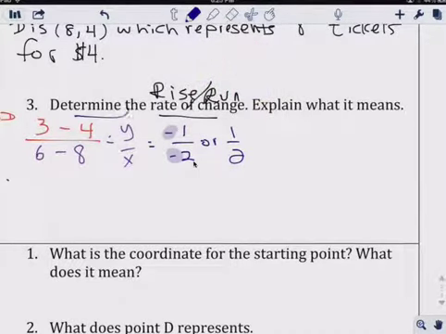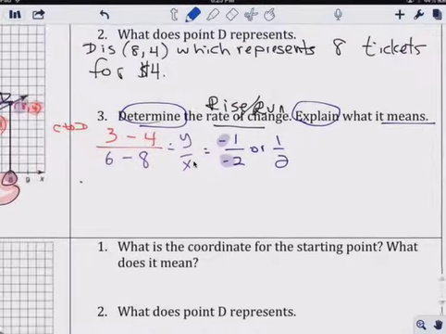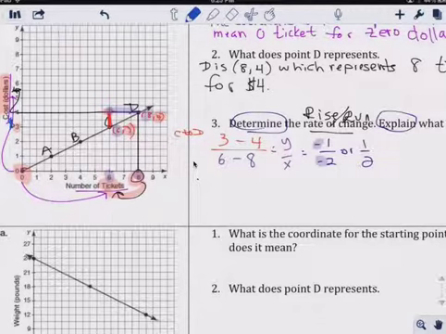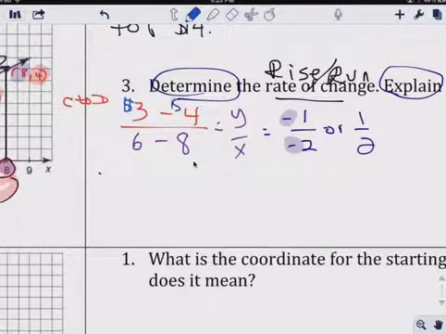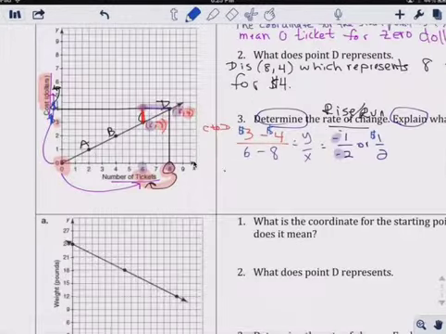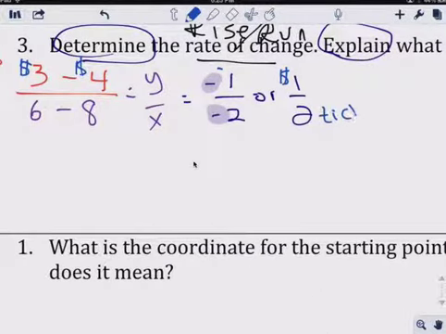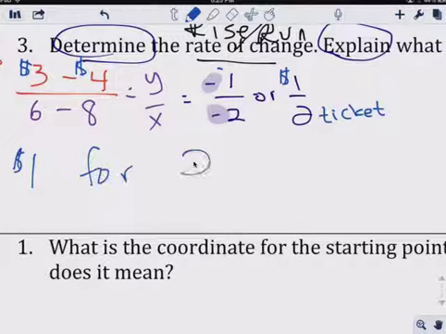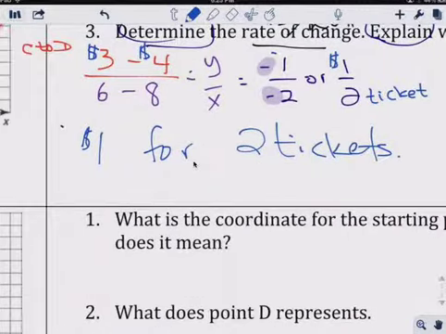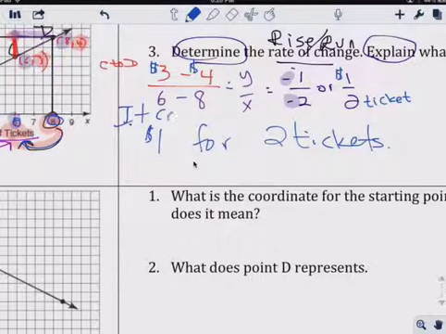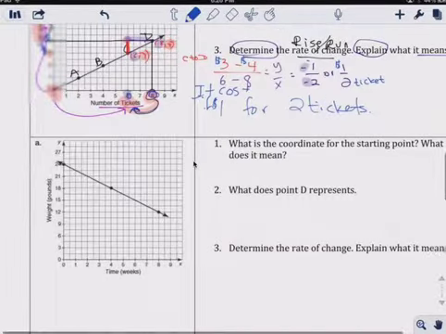Explain. Determine is one of the words we need to do. The rate of change. Explain what it means. I'm assuming explain what the rate of change means. Okay, $3 to $4. So 3 to 4 are dollars, a change of $1. 6 to 8, that's 6 tickets, remember, to 8 tickets. These are tickets. Therefore, it means $1 for 2 tickets. Okay, so it costs $1 for 2 tickets.